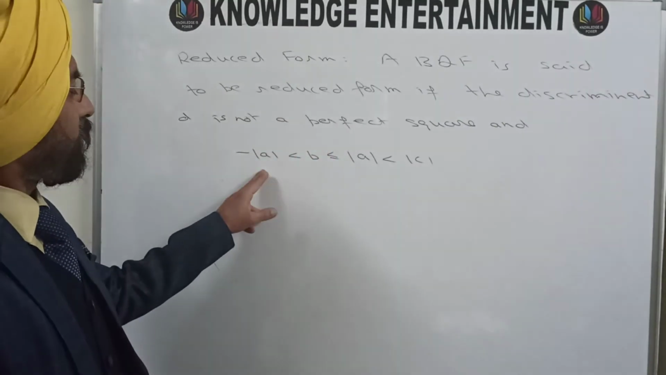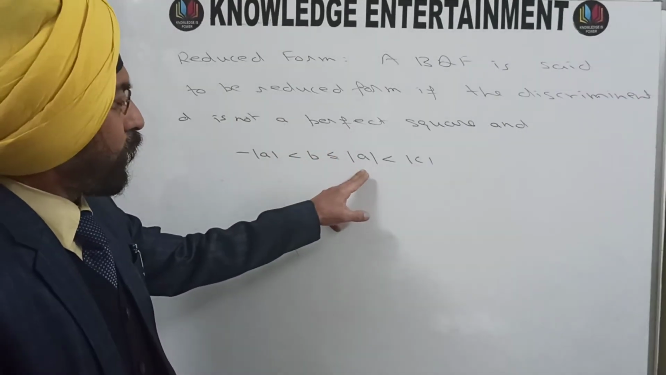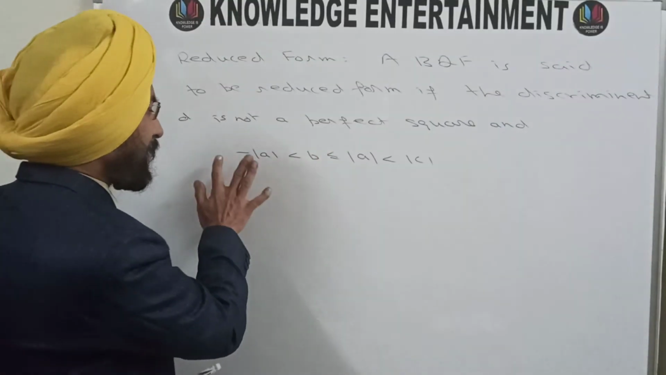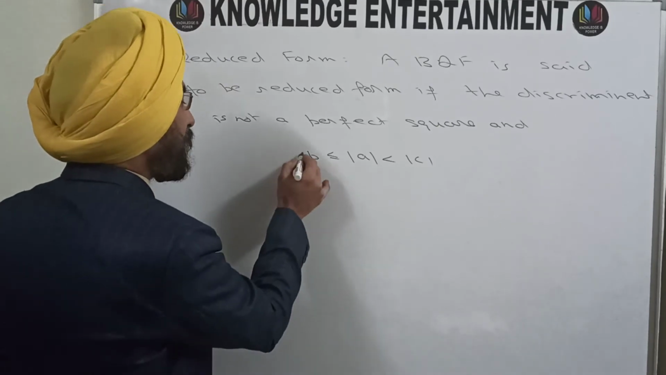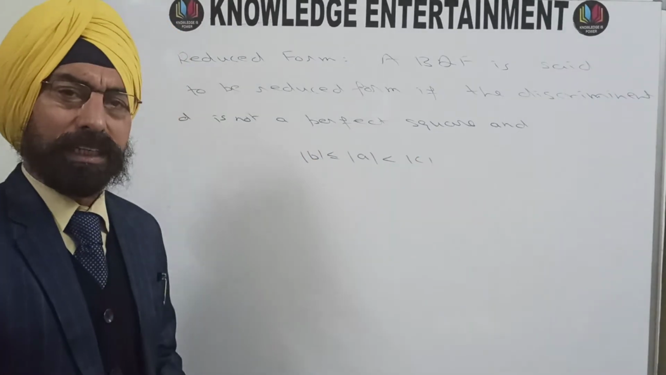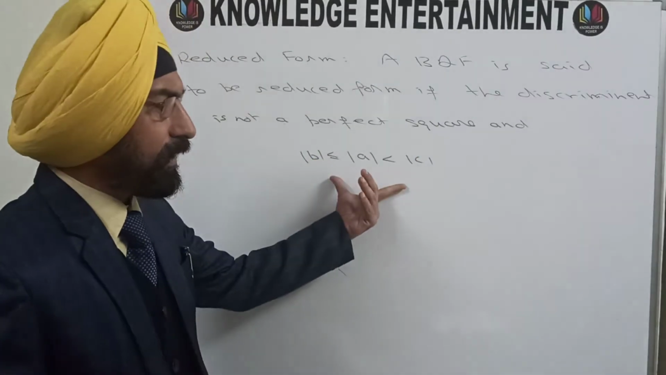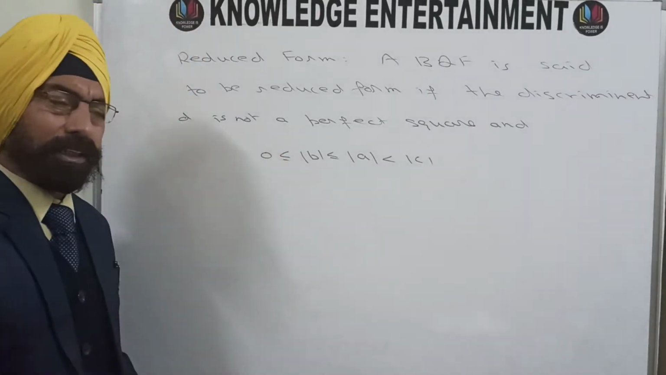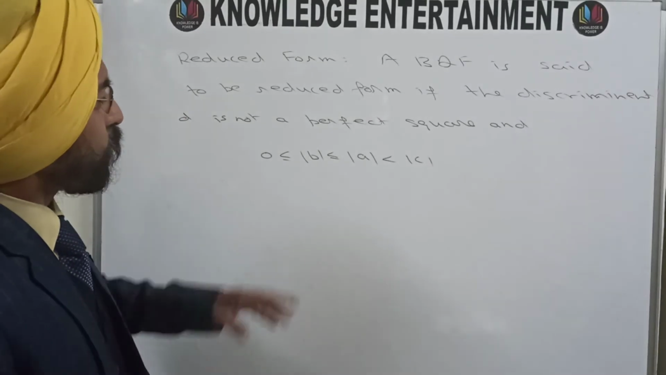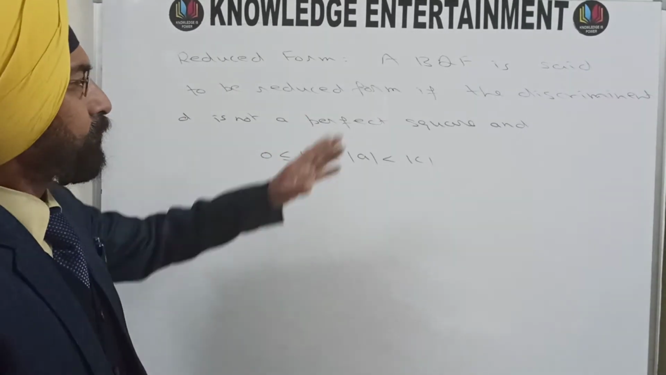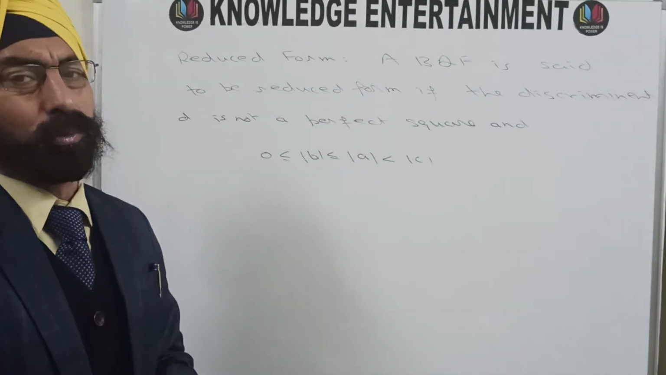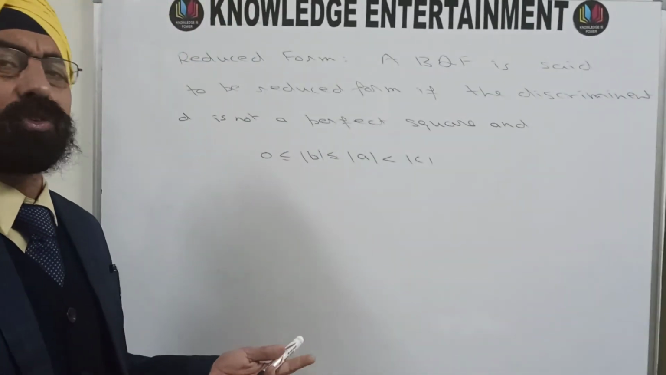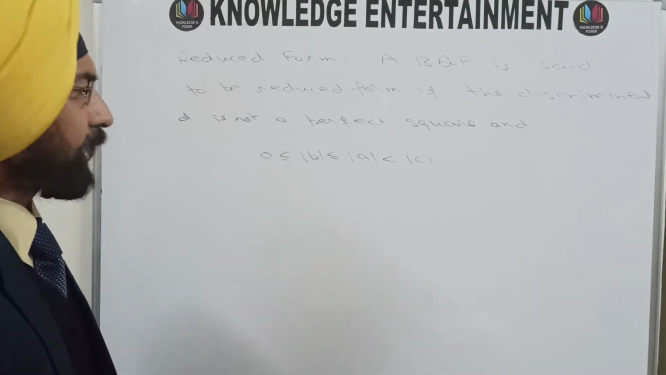Or you can also write this inequality as |b| ≤ |a| ≤ |c|. You can write it in this form also. So if these two conditions are satisfied, then the binary quadratic form is said to be the reduced binary quadratic form, or you can say it is the reduced form of the given binary quadratic form.